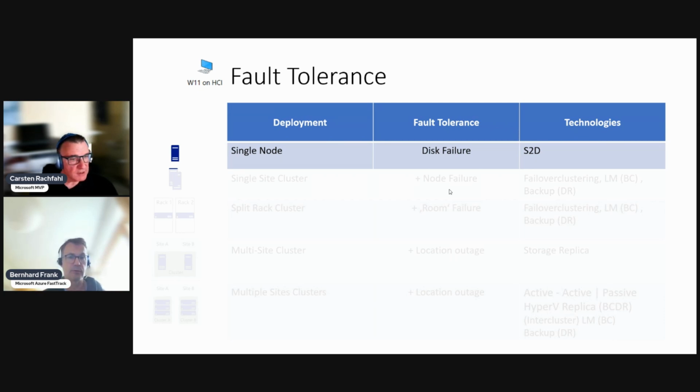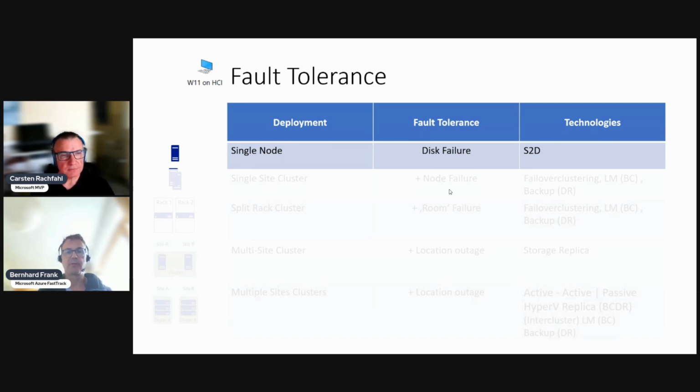Because what is the fault tolerance of the underlying infrastructure? We can have redundancies there, that we talk about here, and then we have a redundancy in AVD itself. Okay, so the most simplistic deployment is the single node deployment, right?